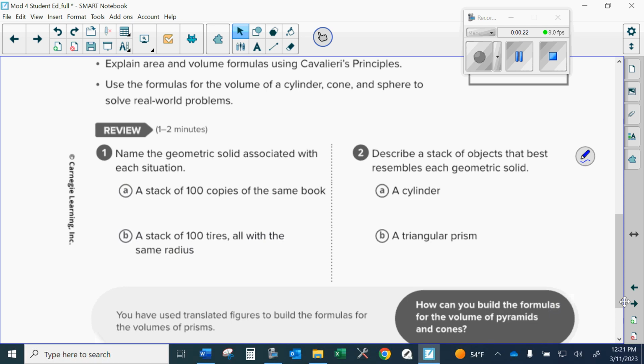A stack of 100 copies of the same book. Okay, that'd be a rectangular prism. Stack of 100 tires, all with the same radius. That's a cylinder.